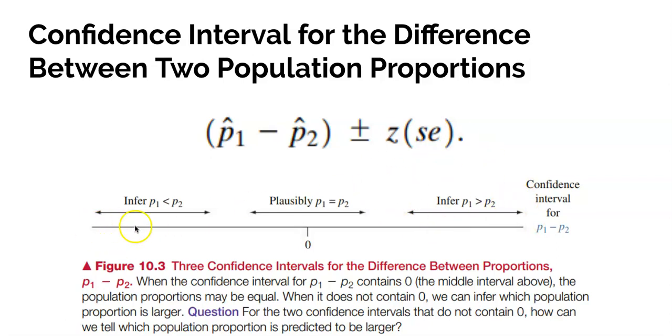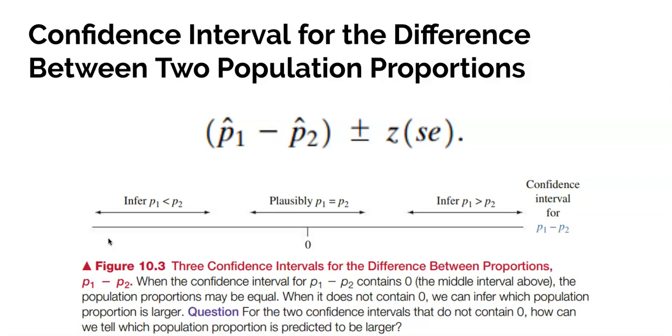When you do the subtraction P1 minus P2 and you get a negative number, if your confidence interval is completely below 0, then maybe we can infer that P1 is actually smaller than P2. Because if you subtract small minus big, that's when you get a negative number, right? So by looking at whether the confidence interval comes out completely positive or completely negative, we may be able to infer which population proportion is larger.